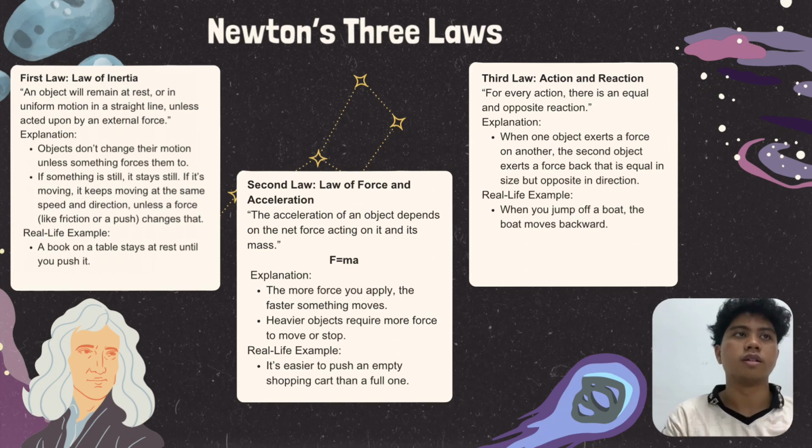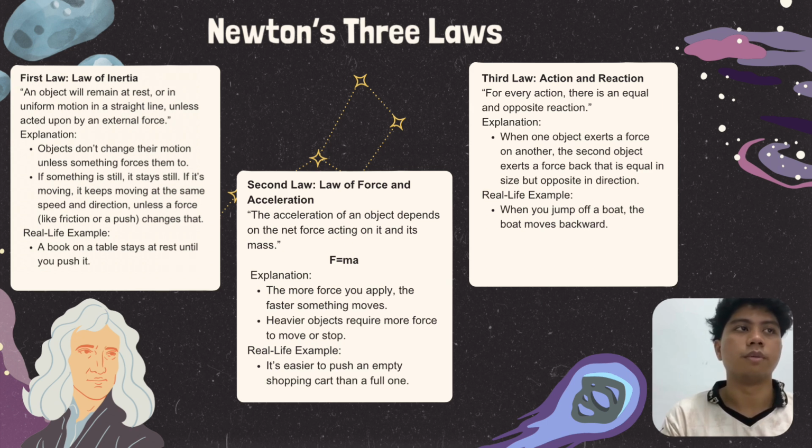Now, to understand more about Newton's three laws, we need to see what each of the three laws that Newton has invented is. For the first law, it is the law of inertia. An object will remain at rest or in uniform motion in a straight line unless acted upon by an external force.